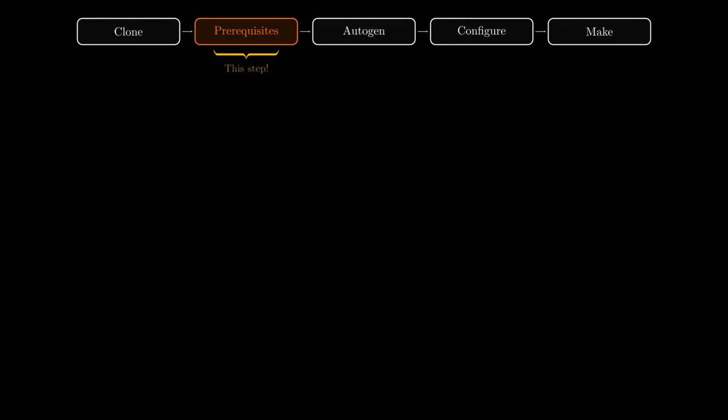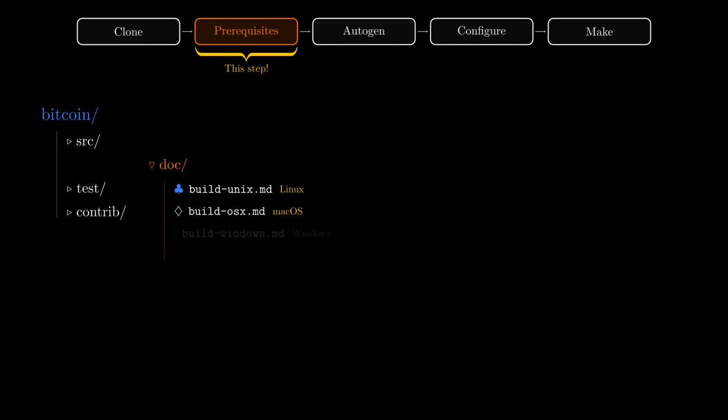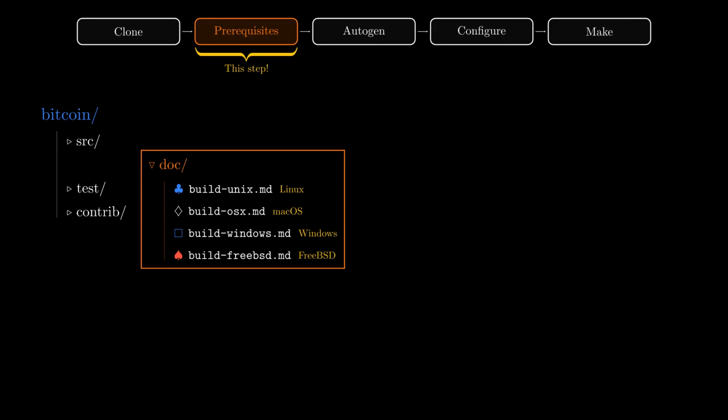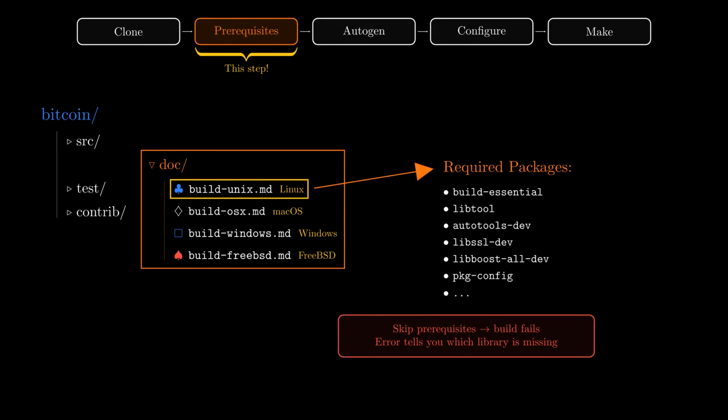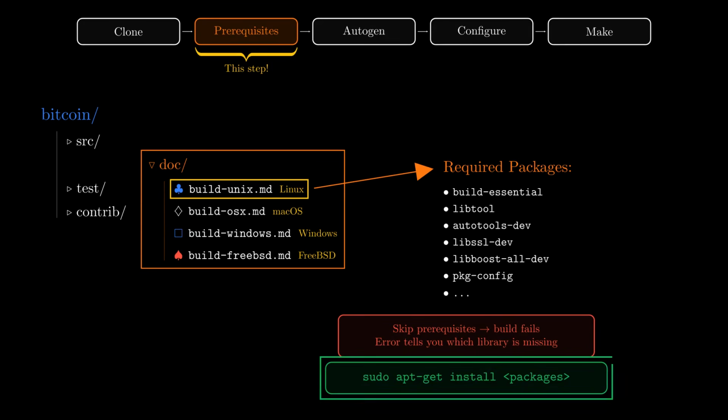Before building, you need certain libraries and tools installed. The Bitcoin Core repository includes detailed build documentation for every major platform: Linux, macOS, Windows, FreeBSD. Check the doc directory for your operating system. It lists every required package. If you skip this step, the build will fail later, but the error messages tell you exactly which library is missing. Install it and continue.